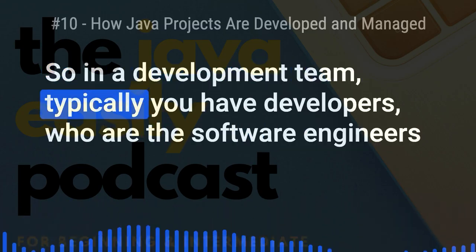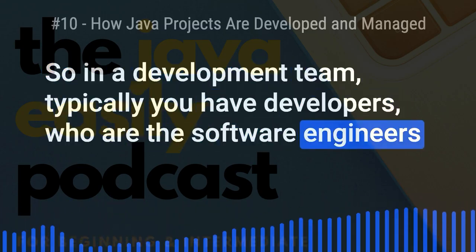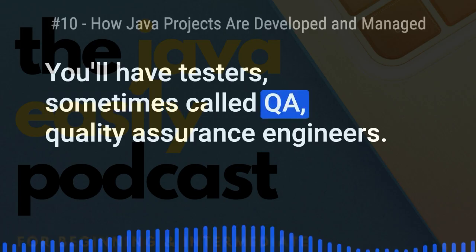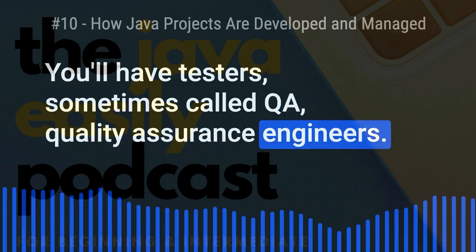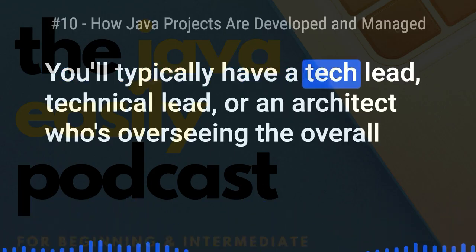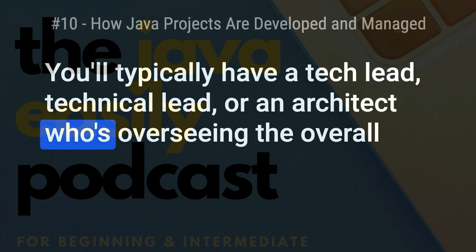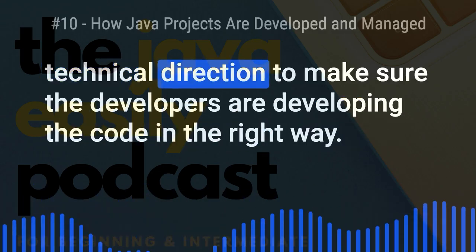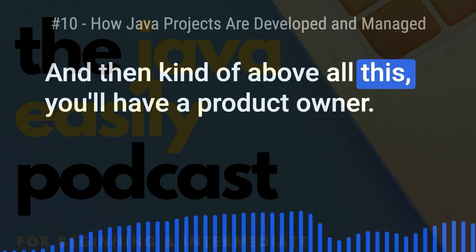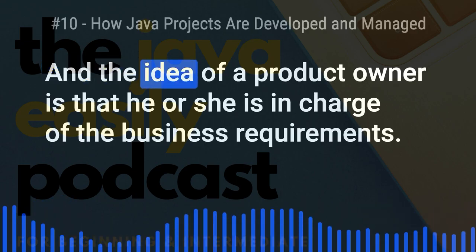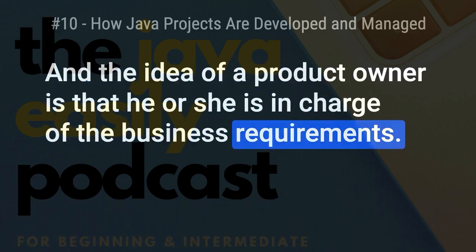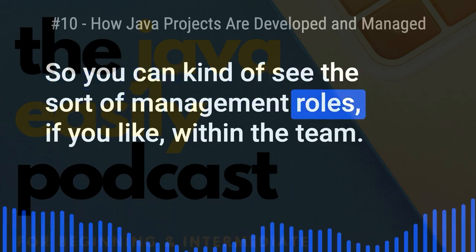So in a development team, typically you have developers, who are the software engineers developing the actual code, the actual software itself. You'll have testers, sometimes called QA, quality assurance engineers. They're testing what's been delivered by the developers. You'll typically have a tech lead, technical lead, or an architect who's overseeing the overall technical direction to make sure the developers are developing the code in the right way. And then above all this, you'll have a product owner. The idea of a product owner is that he or she is in charge of the business requirements.